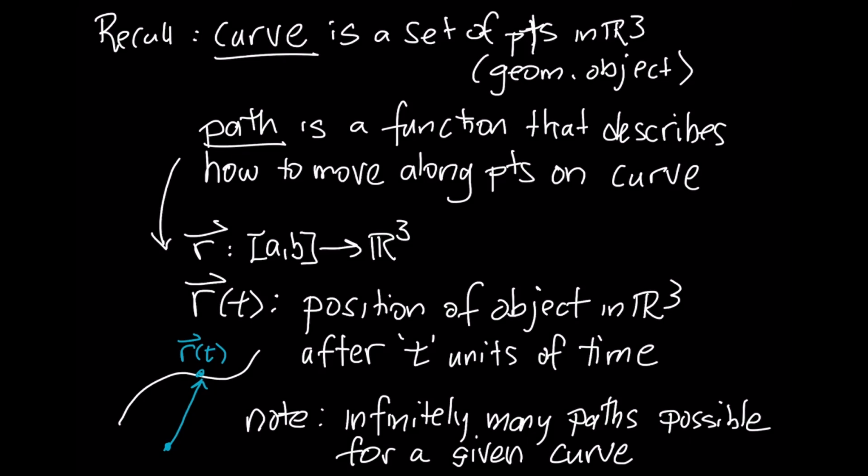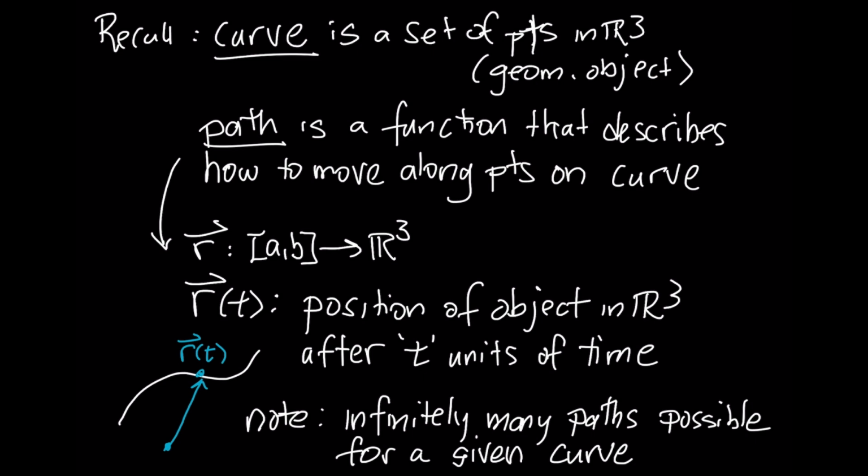A curve is a set of points in R3, but a path or a parameterization is a function that describes how you should move along the points in a curve. When you see r of t, this tells you the position after having moved for amount of time t. Now, for a given curve, there are infinitely many different paths possible.